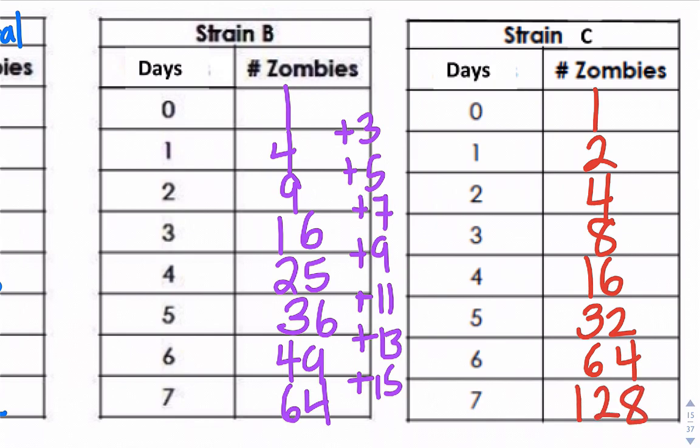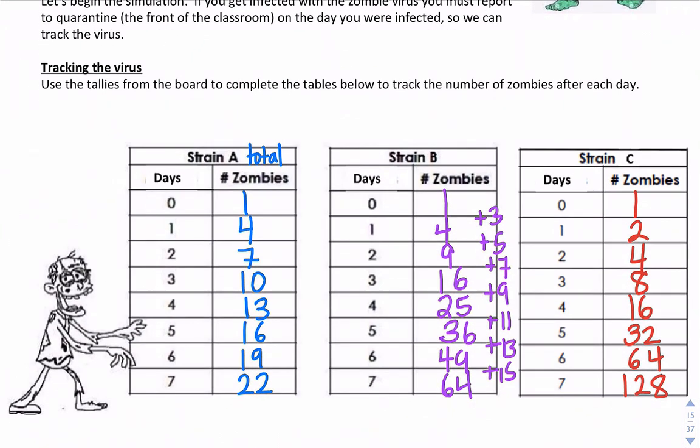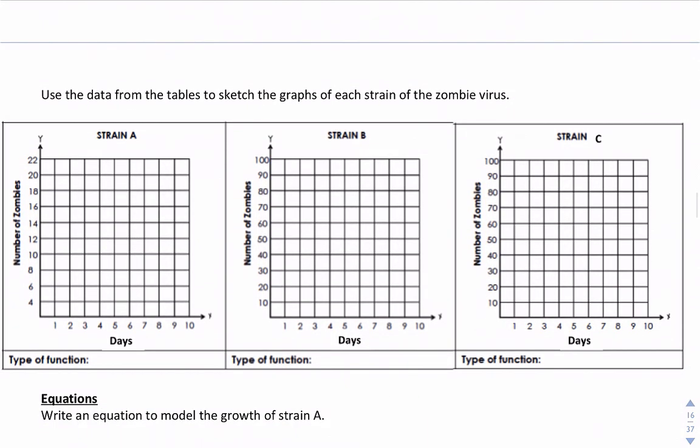All right, so it says by the 10th day, who has infected more? And we've just done a week, and you can see that strain C after a week is double strain B and much more than strain A. So strain C is the most infectious zombie strain. Okay, using the data, can you sketch the graph of each of the zombie viruses?